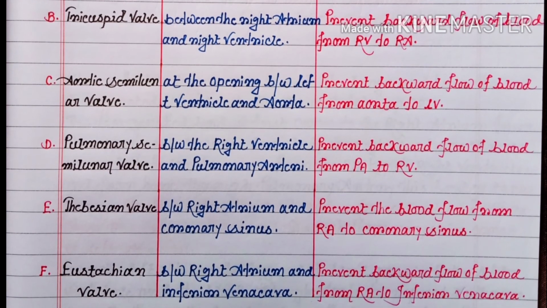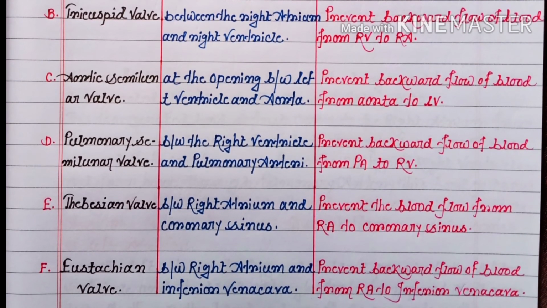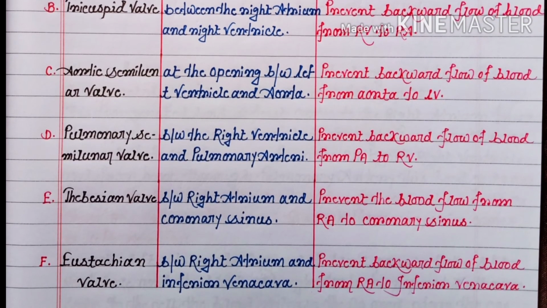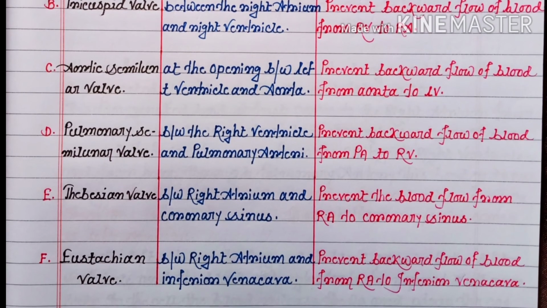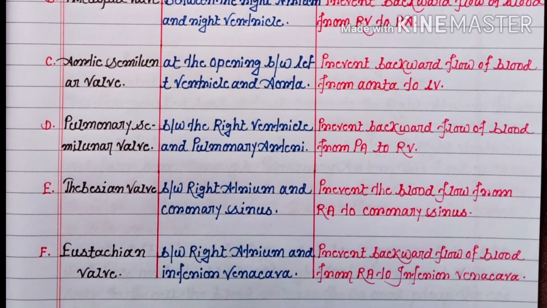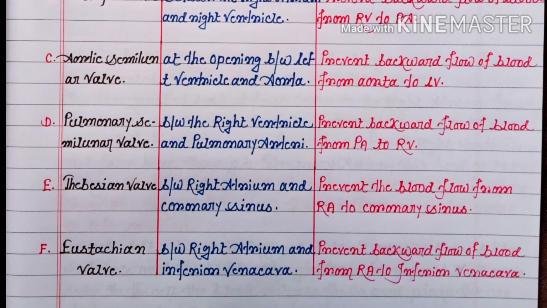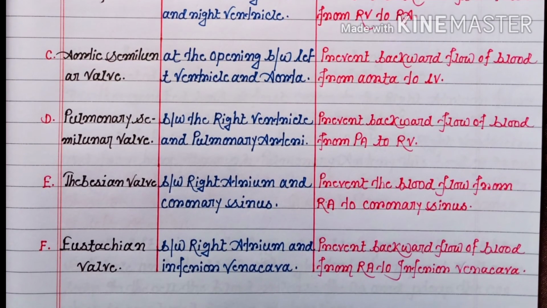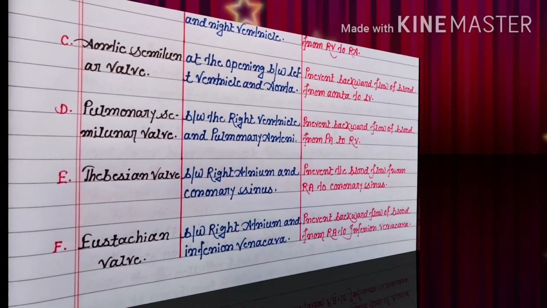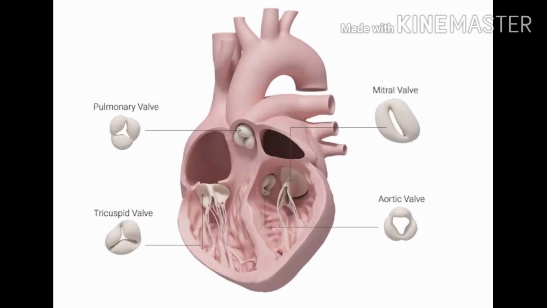Now the next is the Eustachian valve. It is also located in between the right atrium and inferior vena cava, and this guards the opening of the inferior vena cava and prevents the backward flow of blood from the right atrium to the inferior vena cava. In this diagram, you can see those valves and their locations as well as their shape.